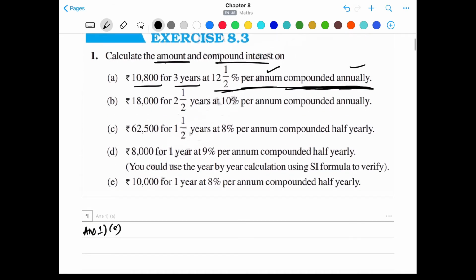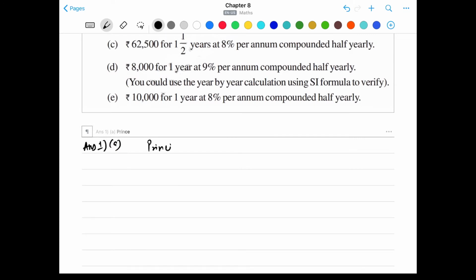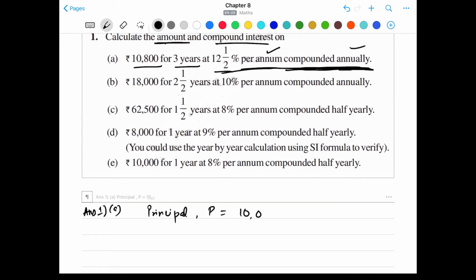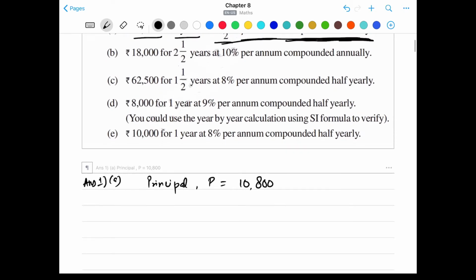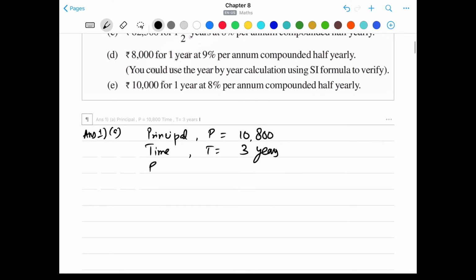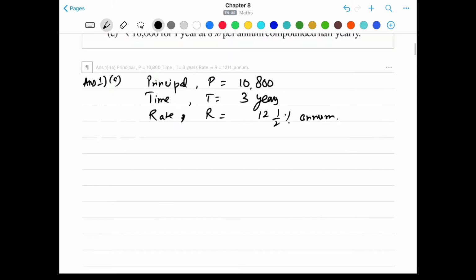Here in this case the principal amount P is equal to 10,800 and time period T is equal to 3 years and rate of interest is 12 1/2%, so rate of interest is given as 12.5% per annum and interest is compounded annually, so we can directly use the compound interest formula.